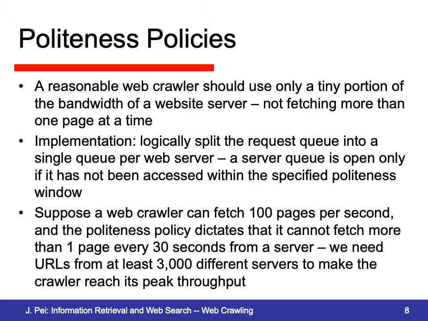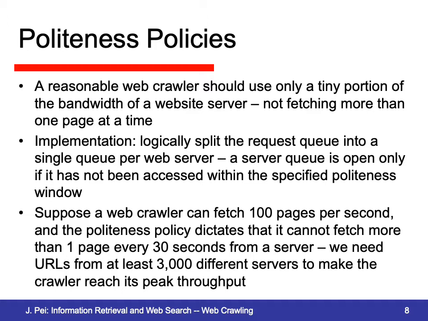Logically, a crawler can split the request queue into a single queue per web server. That is, we collect all the URLs belonging to the same web server into one queue. And a server queue is open only if it has not been accessed within a specific window of time. This is called the politeness window. This implementation guarantees that at most one request to a web server is issued at a time, and also the web server won't be hit twice within the politeness window.